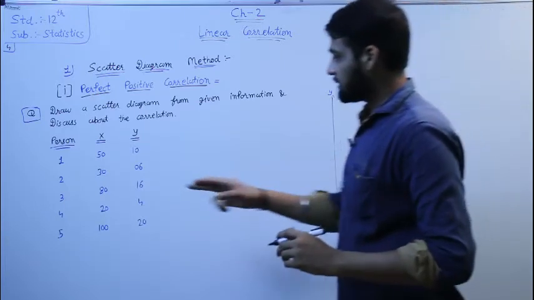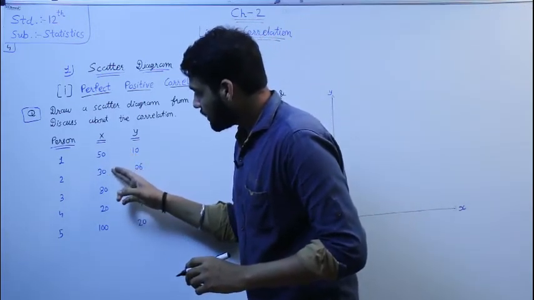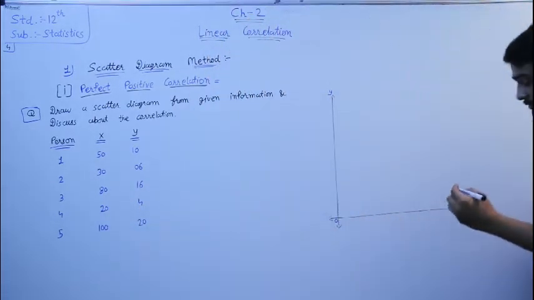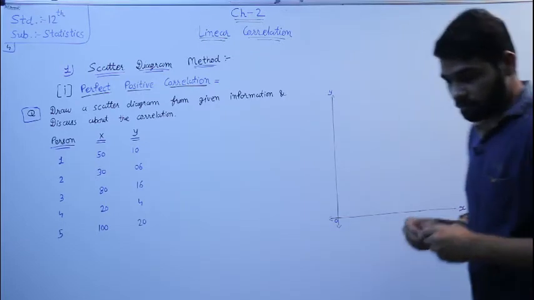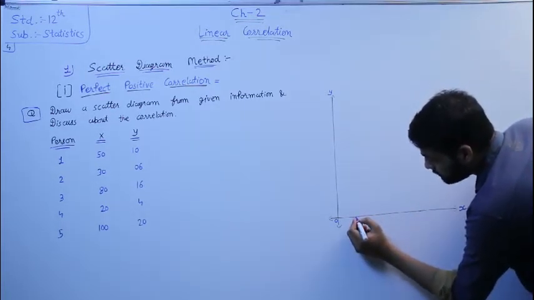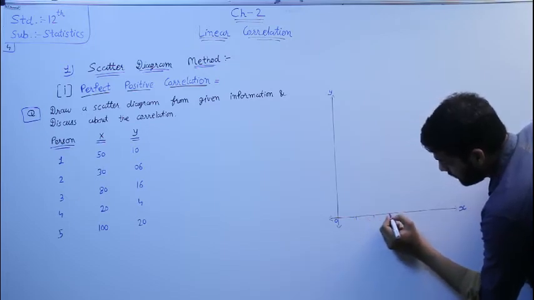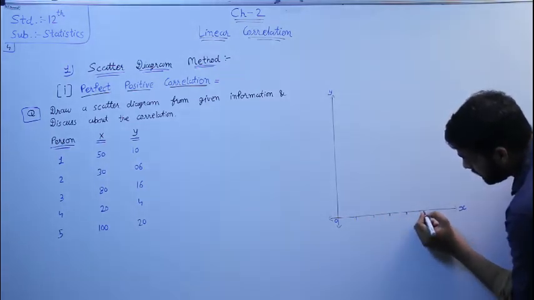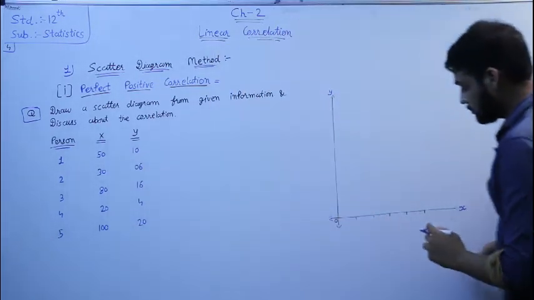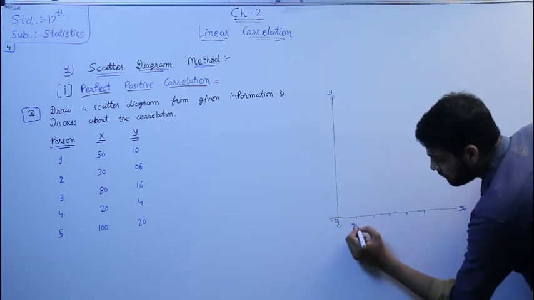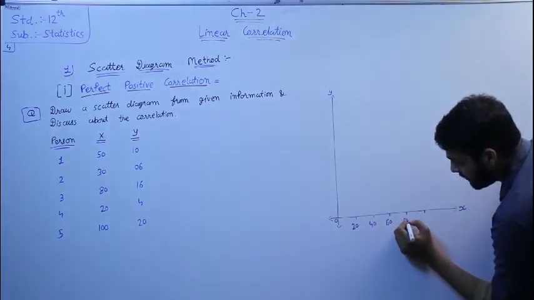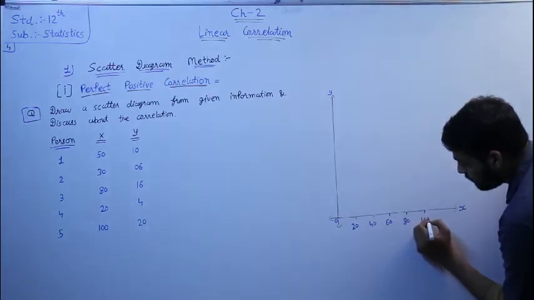First we mention the x variable: 50, 30, 80, 20, 100. On the x axis we take a gap between two values of 20: 20, 40, 60, 80, and the maximum value of the x variable is 100. So here we mention 20, 40, 60, 80 and 100.